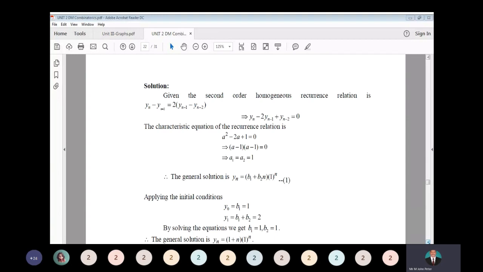So it is a repeated root. As I said in the previous problem, we can write the general solution as y n is equal to b1 plus b2n into 1 power n. Here the root is 1. If some other value is there, that value power n. Suppose minus 2 is the root, we can write b1 plus b2n into minus 2 power n. Like that you can write.